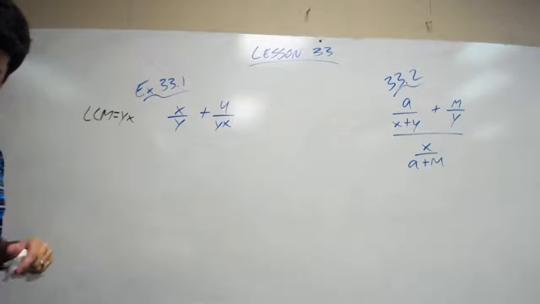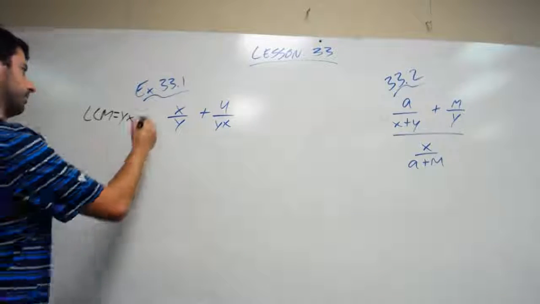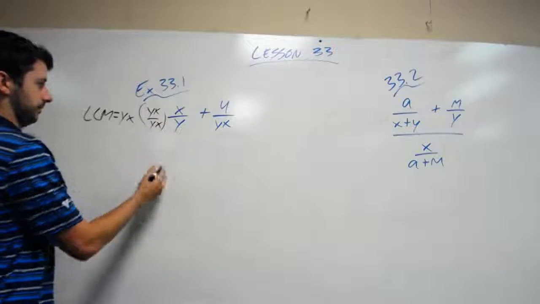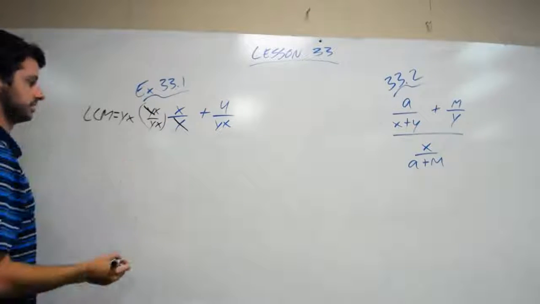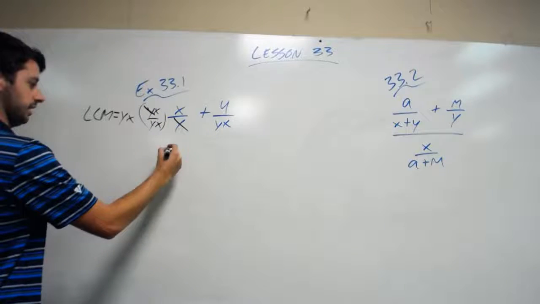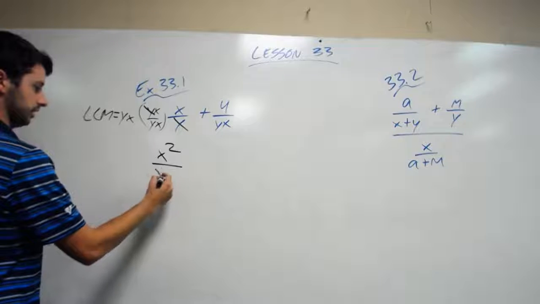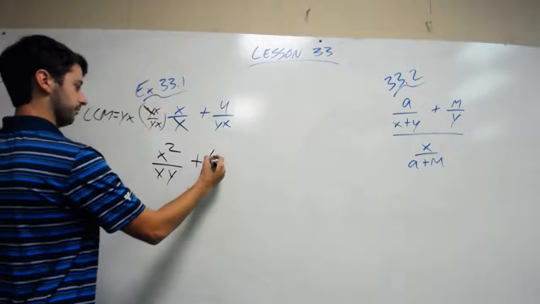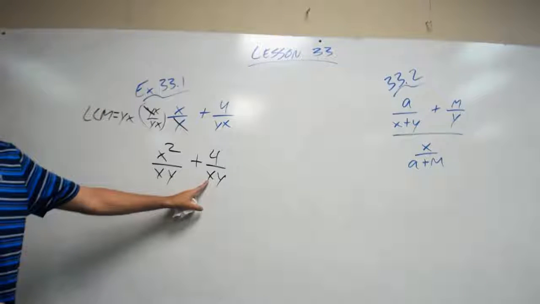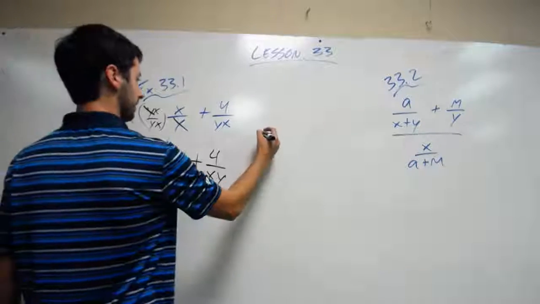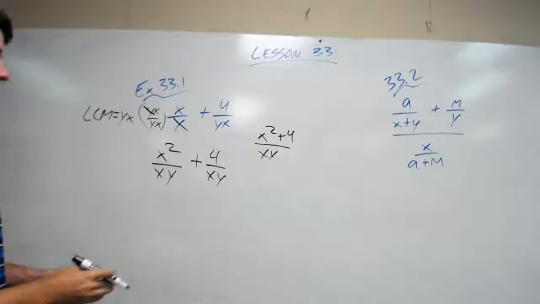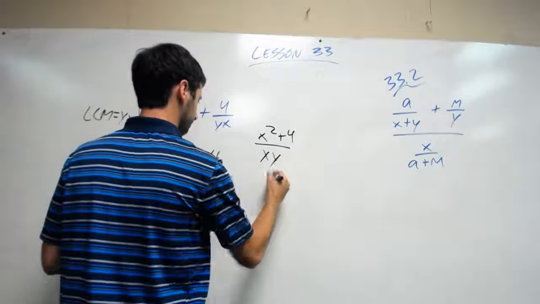Then from that point, we figure out what this side was missing. We're multiplying this by yx over yx. This y crosses out with that y, so you're left with x squared, because you multiply these two x's, x squared over, let's do xy instead of yx, plus 4 over xy. Now we have a common denominator, so we can add them together and get x squared plus 4 over xy. I didn't really add them together, we just put them over the same common denominator.